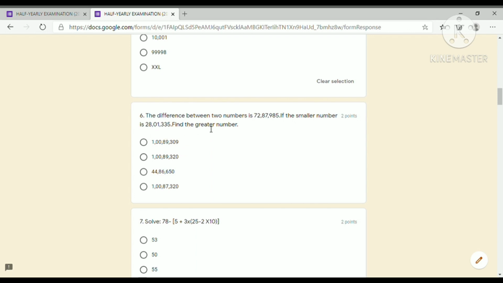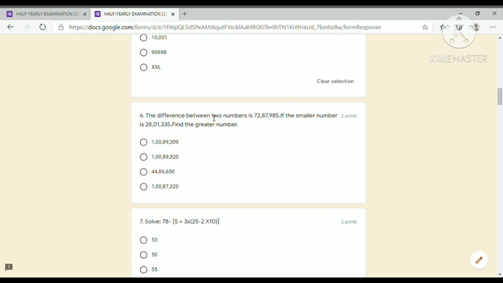See children, suppose I ask a simple question. Since this is related to large numbers, you became confused because of that. If I ask, the difference between two numbers is 7, if the smaller number is 5, find the greater number. How will you find the greater number? Naturally, we have to add. That means if we add 7 plus 5, we get 12 or not? And 12 minus 5 will be 7. So here try to understand the question. If you don't, read the question again and again.